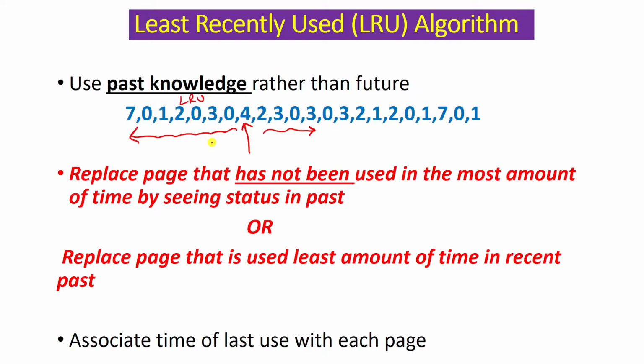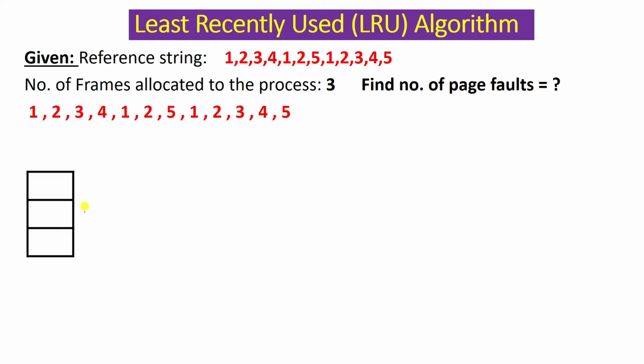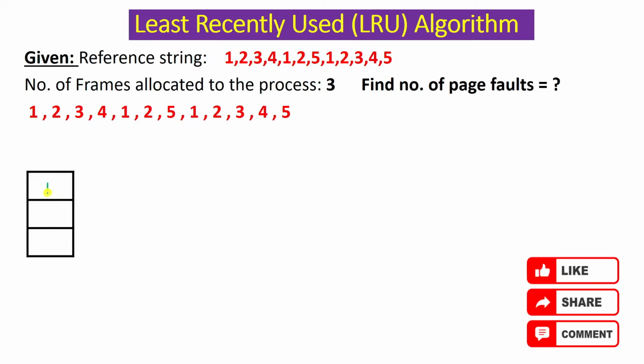Now let's apply the same LRU on the next example. This is our new reference string, and we are allocated a total of 3 free frames for this process, and we have to find the total number of page faults. So let's apply LRU. We have a total of 3 free frames. Let's start. First the CPU accesses page number 1. All 3 frames are free, so we can put 1 here. I will fill from up to down.